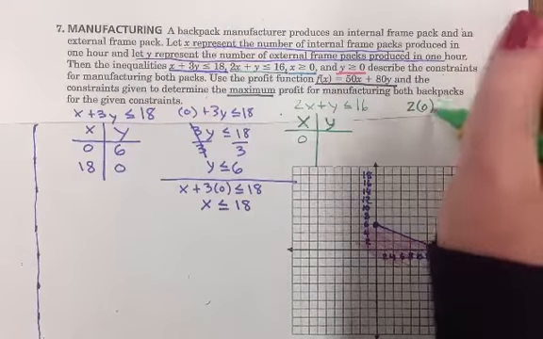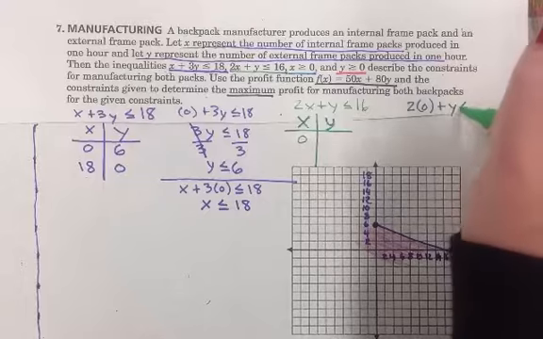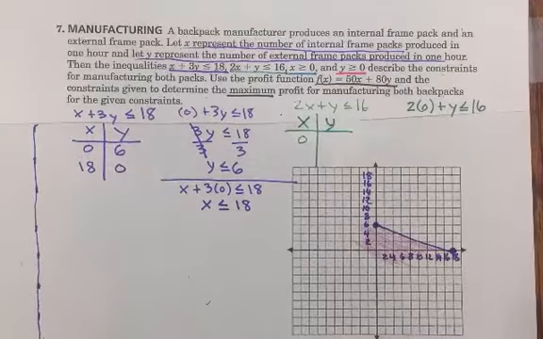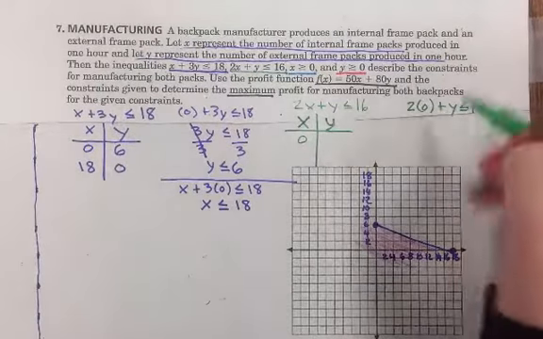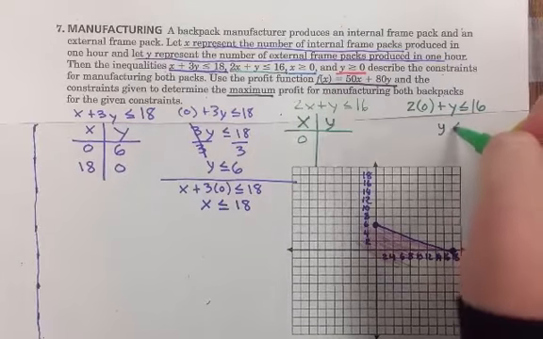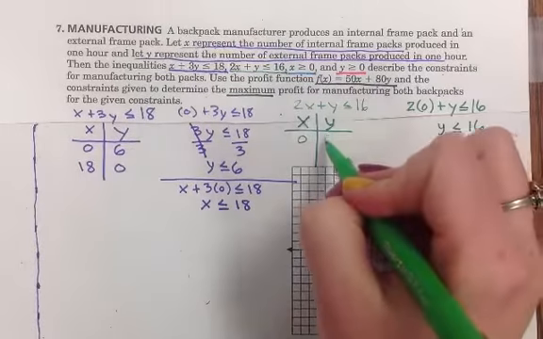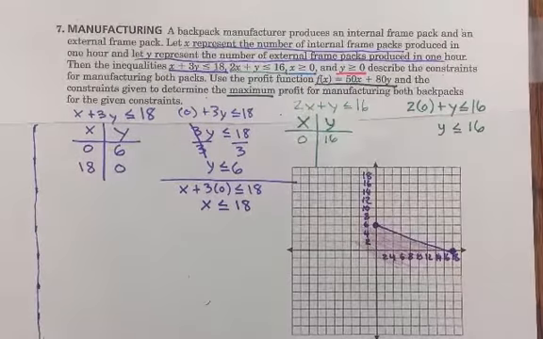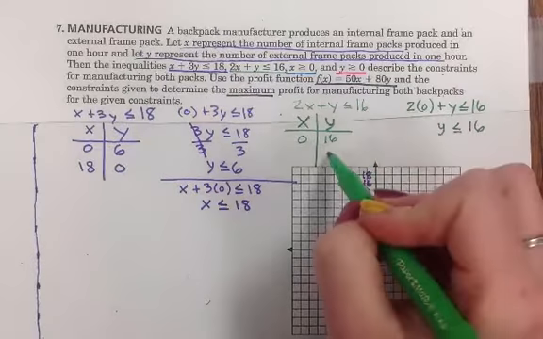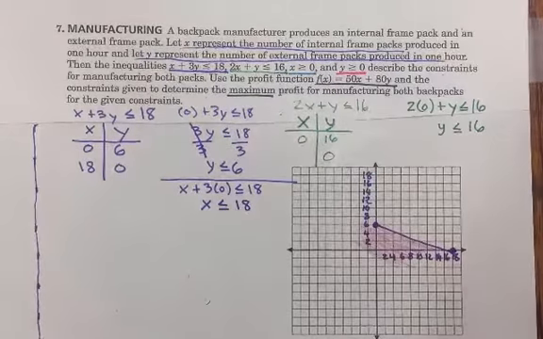2 times 0 + y ≤ 16. 2 times 0 is 0, so we're left with y ≤ 16. So we can take that 16 and plug it into our table. And our x-intercept is going to be when y equals 0. So let's plug that one in as well.